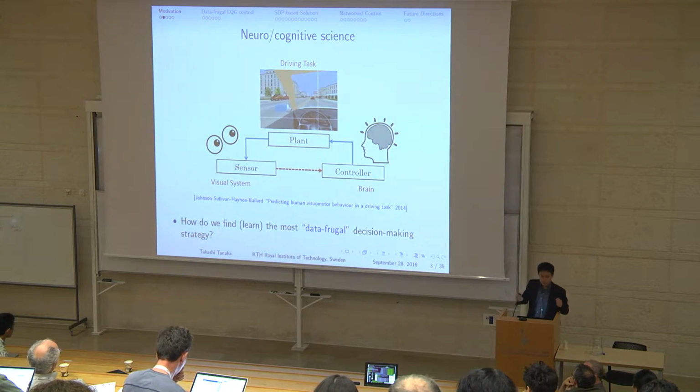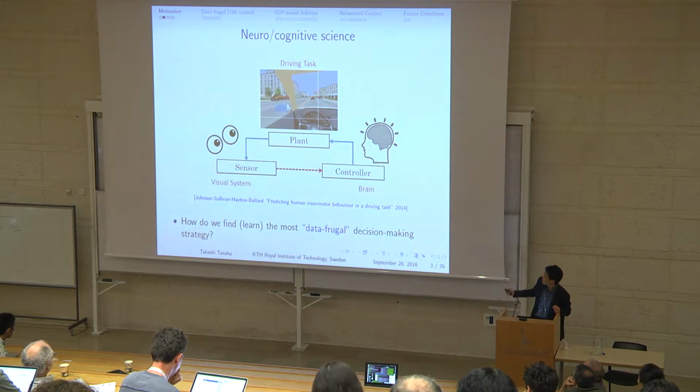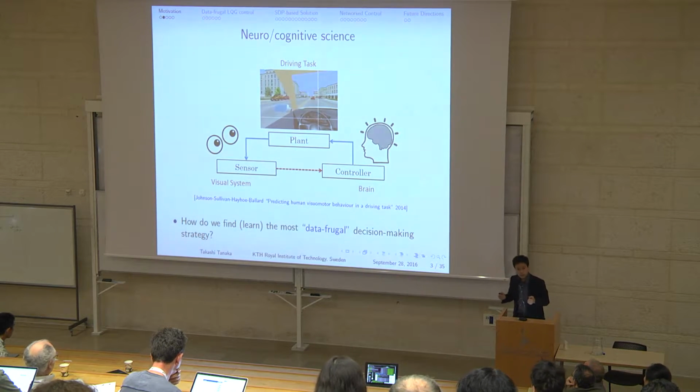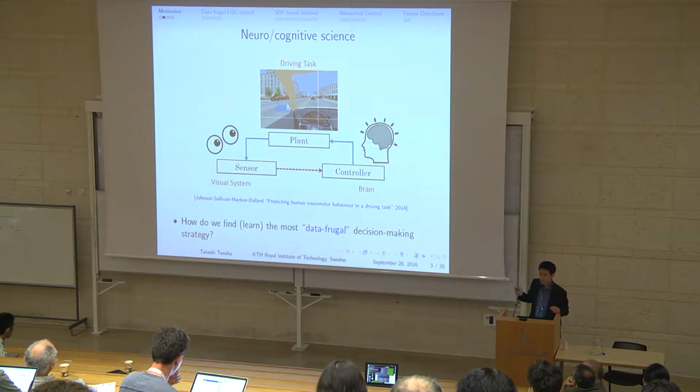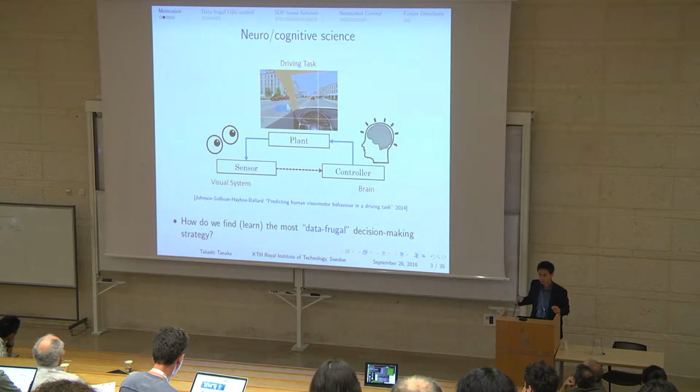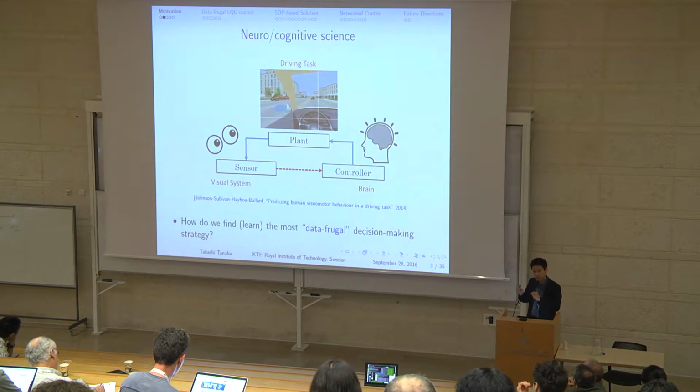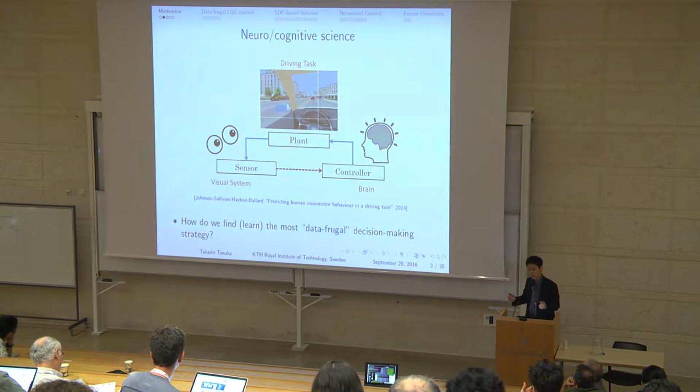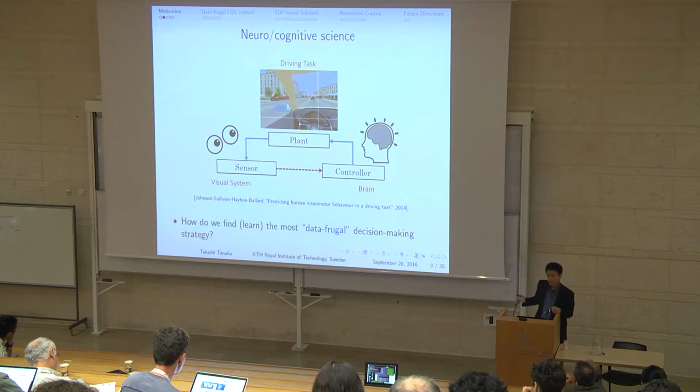This is supposed to be a driving task, and I took this figure from this paper. Suppose this is a driving task. In principle, we can use all information from every single pixel of this image, but perhaps that's not what we do. Perhaps what we're doing is subconsciously selecting the most relevant information for the driving task, and I'd like to understand what this minimal information is mathematically.